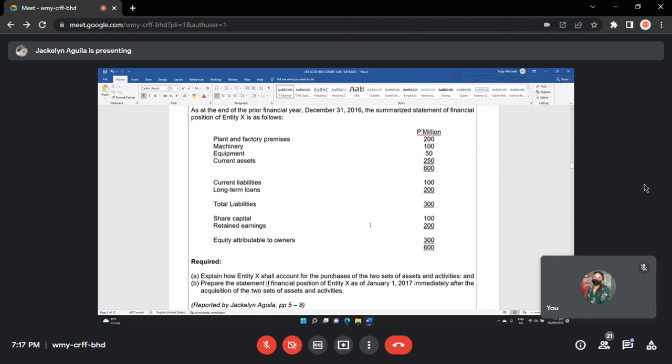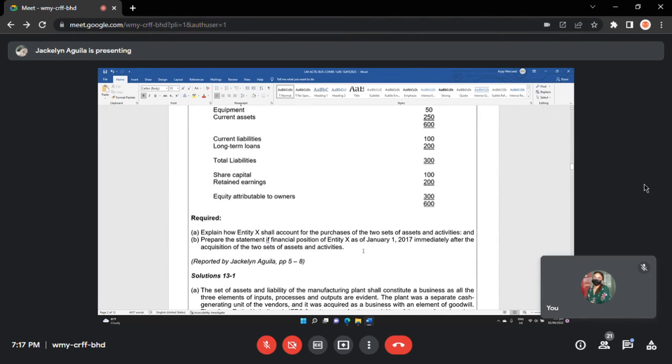Required A. Explain how Entity X shall account for the purchases of the two sets of assets and activities, and B. Prepare the statement of financial position of Entity X as of January 1, 2017, immediately after the acquisition of the two sets of assets and activities.